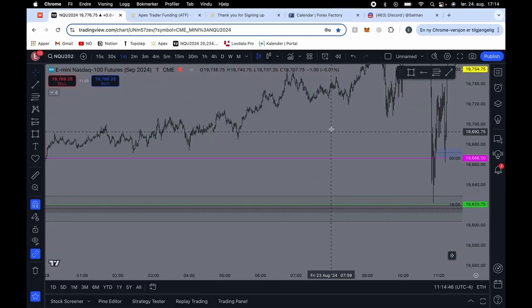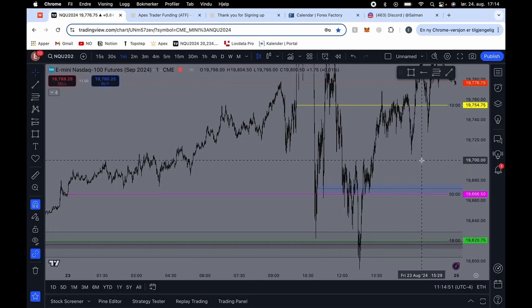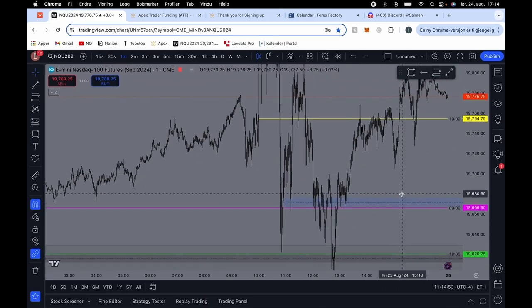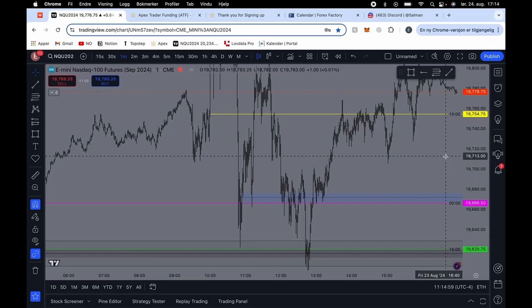This is gonna be a video on how to use the key opens. And the key opens that I like to use is the 1800 opening, the midnight open, and the 10 a.m. hourly candle open.